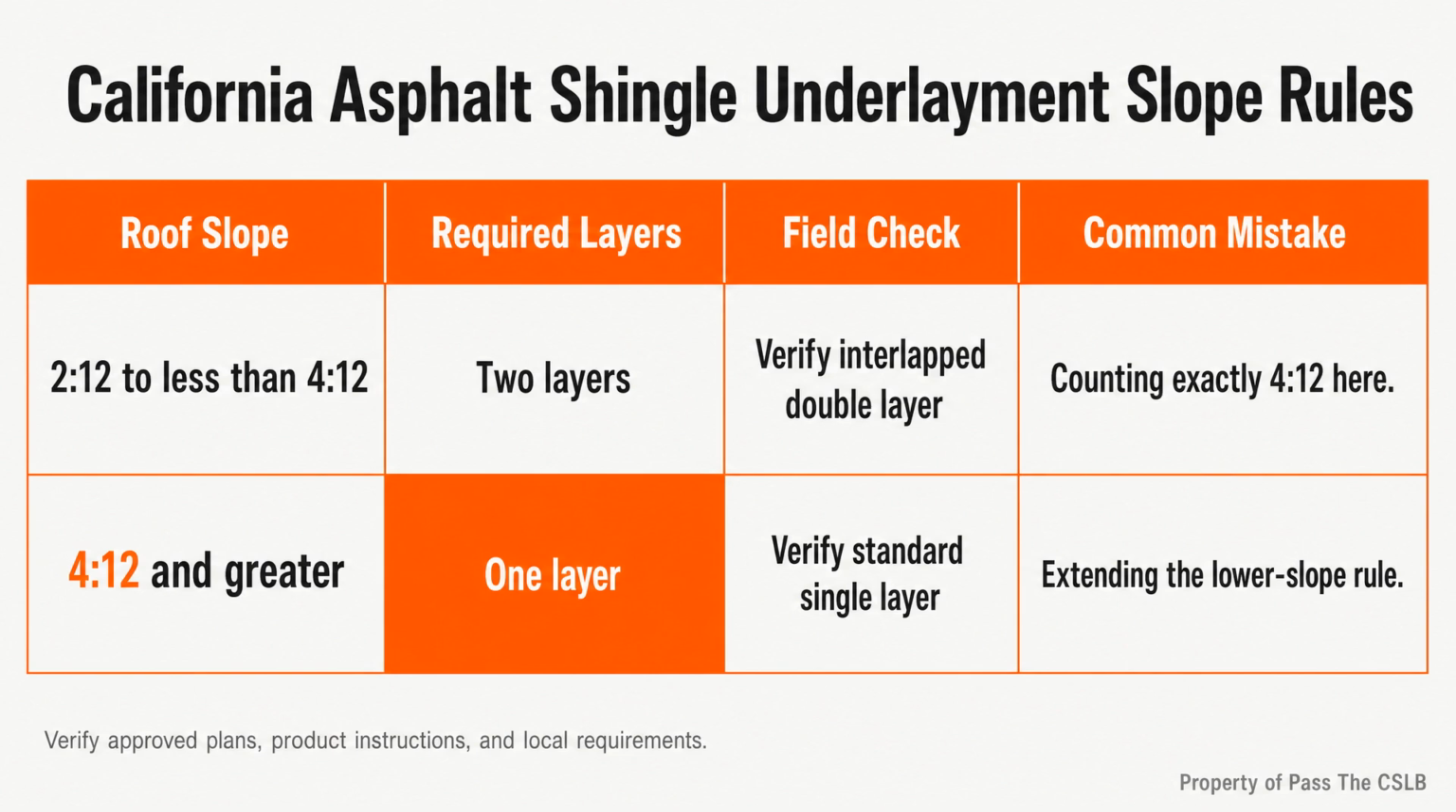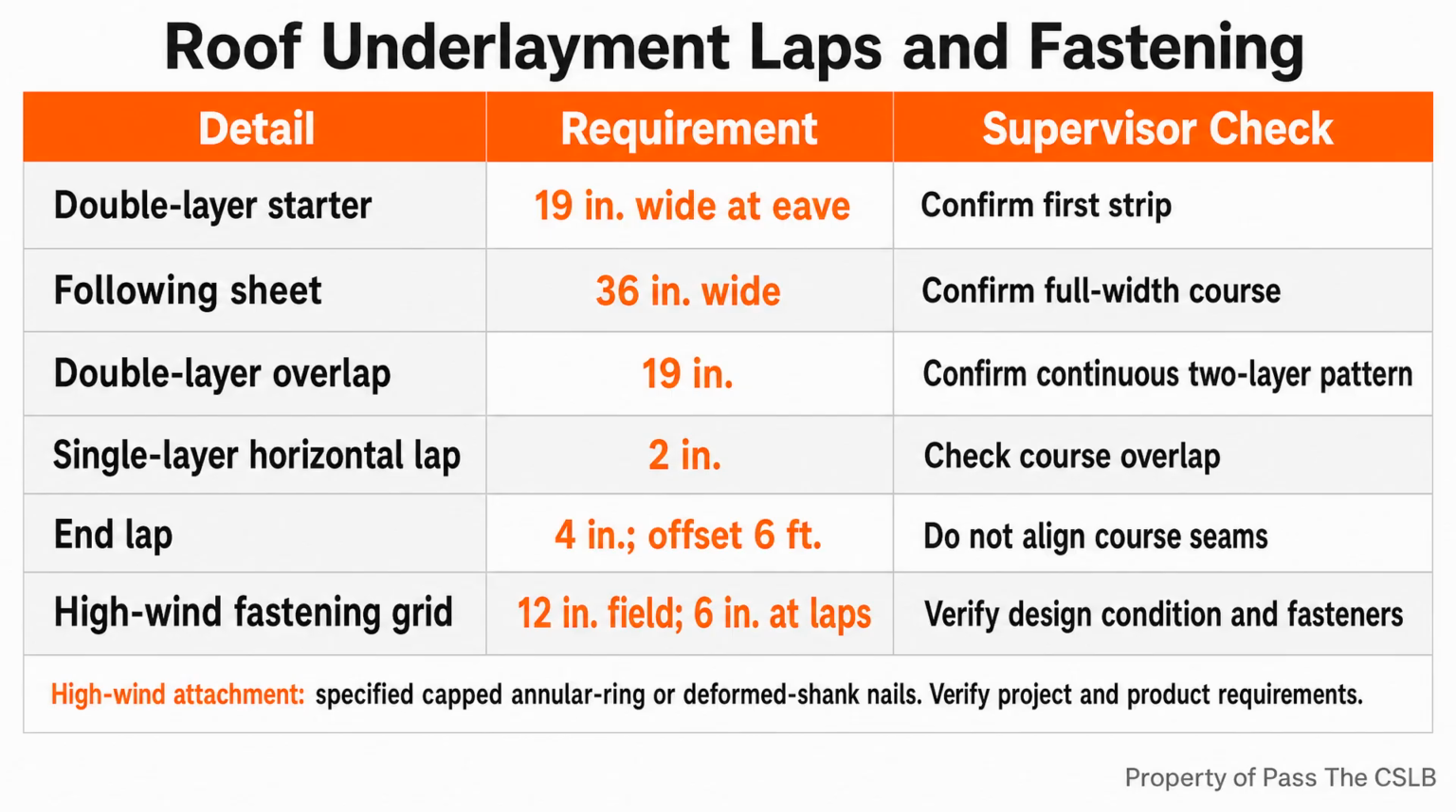The useful memory picture is a half-width start followed by full-width sheets that keep reaching back 19 inches. The term half-width is only a memory aid here. The number I need to retain is 19 inches for the starter and the overlap, paired with a 36-inch sheet. Layer count is only one part of the weather barrier. The laps and the fastening pattern decide whether separate pieces act like one continuous assembly.